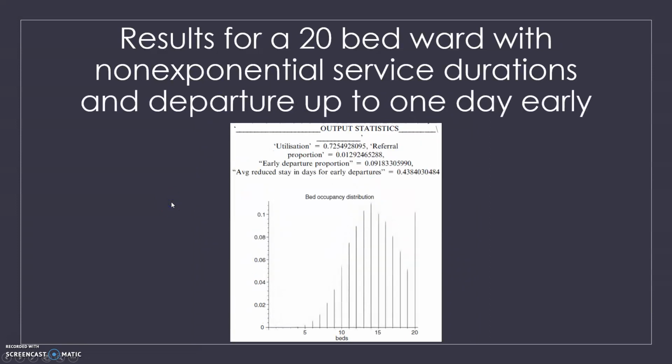Here's another example that the book did. So this is results for a 20-bed ward with non-exponential service durations, and it actually has departures up to 1 day early. And so as you can see, that increased the utilization by about 2% from the previous two, and it's still having the most beds being taken would be 14. That's the highest probability of beds.